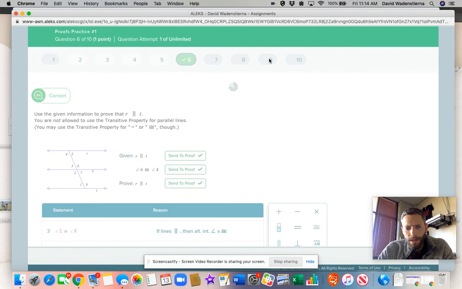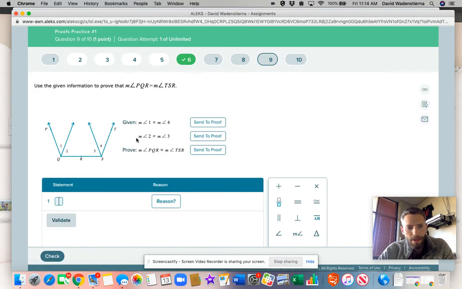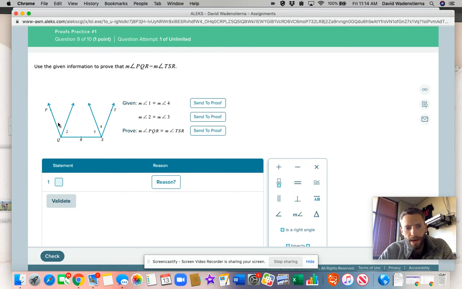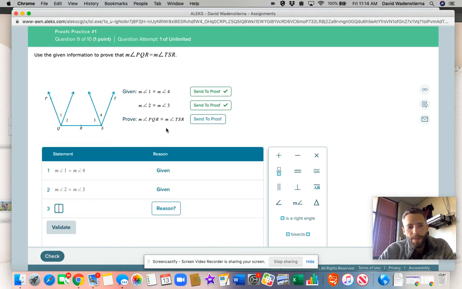Okay, let's skip over to number 9. Here we have a few different angles. Let's send these down to proof. Measure of 1 equals measure of 4, measure of 2 equals measure of 3. I'm trying to prove that measure of PQR equals the measure of TSR.